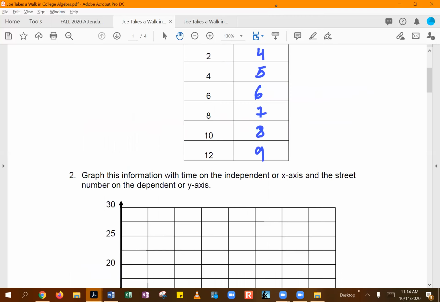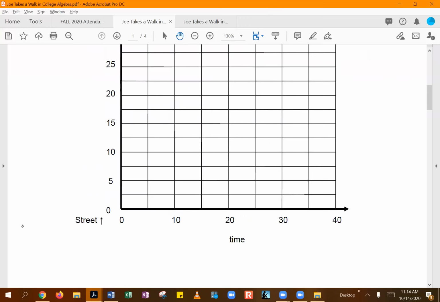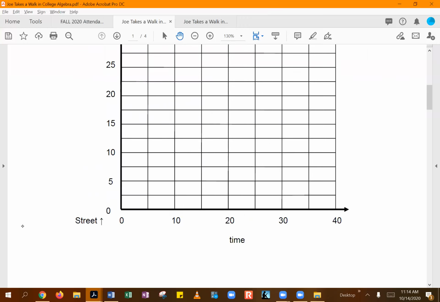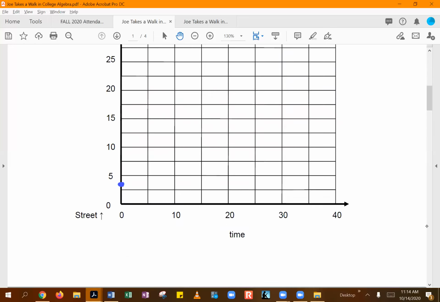So if you look at the table we have over here, and this is actually a very badly designed graph, because this is our street number here. So at (0, 3) we would be somewhere over here. Then you've got (2, 4), and this guy will actually be 5. So (2, 4) will be somewhere over here.